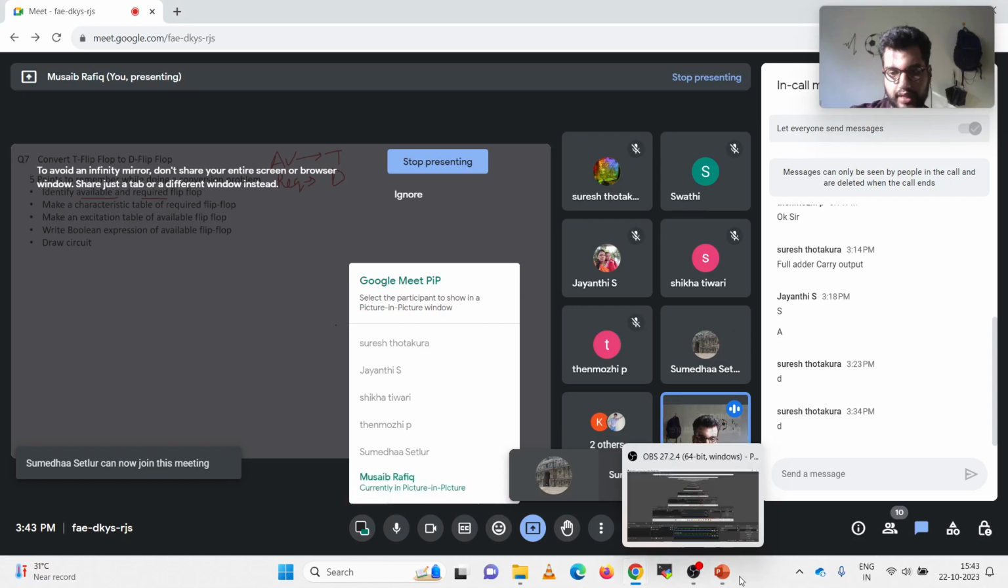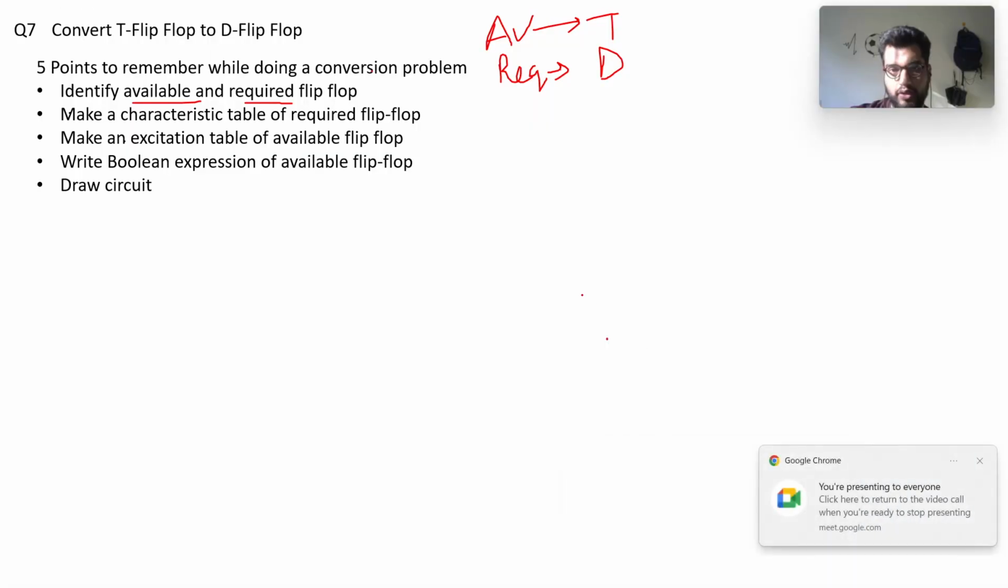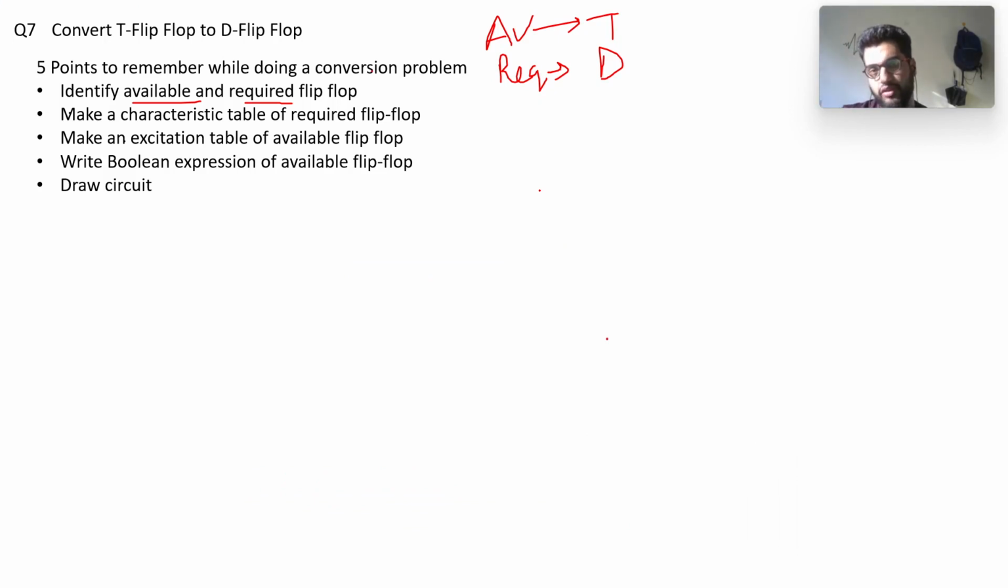So as I was saying, we need to convert T flip-flop into D flip-flop, and we can use it if you remember these 5 points for a conversion problem. There may be other ways also, but I used to do it like this, so I thought I'll share it with you. So first you need to identify the available and the required flip-flop. So in our case, as the question asks us, convert T to D. So available is T and required is D.